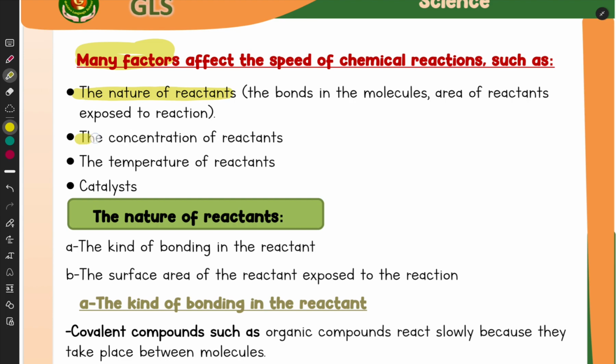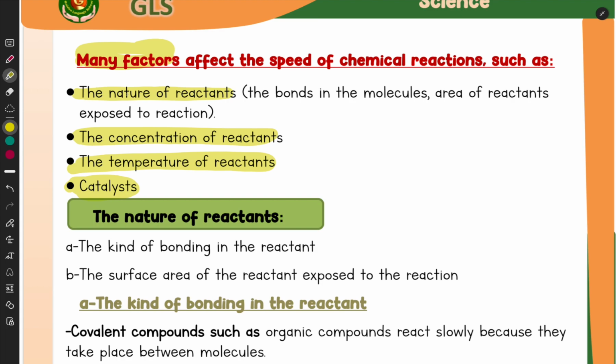Factor number 2, the concentration of reactants. Factor number 3, the temperature of reactant. Factor number 4, the catalyst. Catalyst, we heard about it before, but of course we forgot about that, so we will discuss this later.